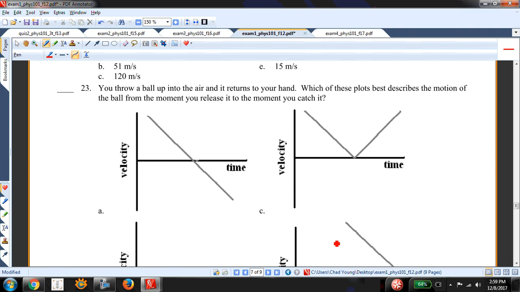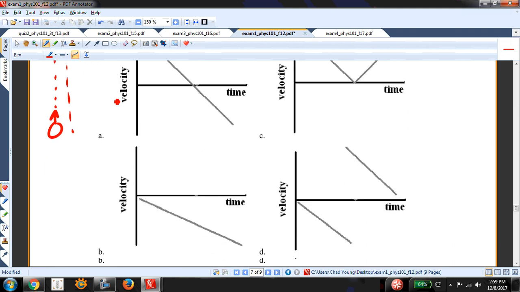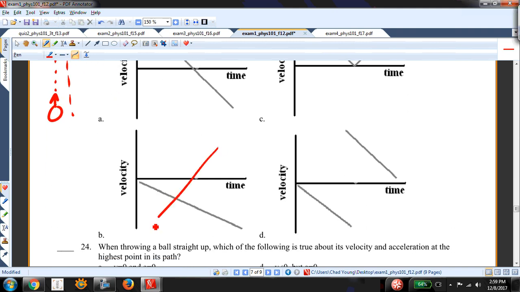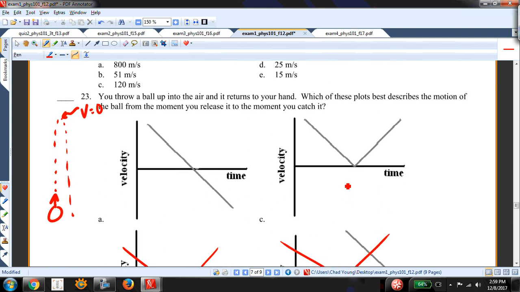Okay, I throw a ball up in the air. It goes up, comes down, and I catch it. Now remember, we worked a problem before, but up here, I'm looking at the velocity. The velocity is equal to 0 here. The object goes up, stops, turns around, and comes back down. So I can get rid of some things. I can get rid of this one, because not 0 here. I can also get rid of this one, not 0 at the midpoint, where it should be. So it's either A or C.